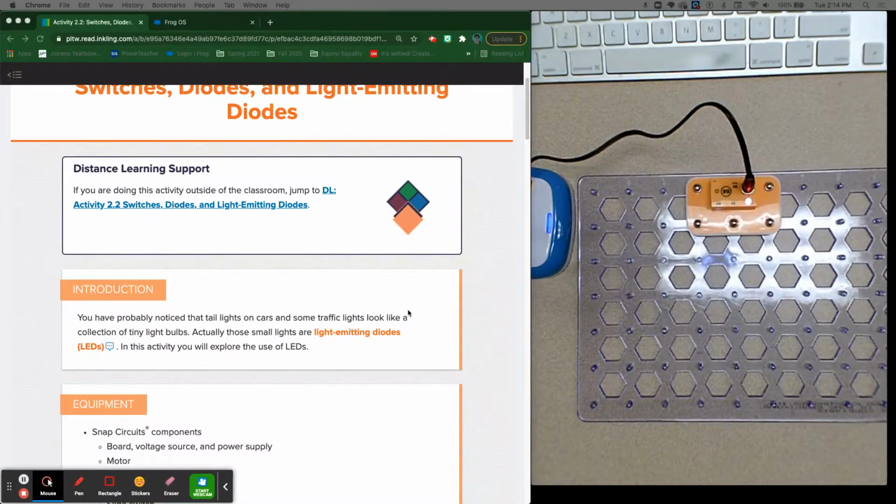Introduction. You have probably noticed that taillights on cars and some traffic lights look like a collection of tiny light bulbs. Actually, those small lights are light-emitting diodes, which we also know as LEDs. In this activity, you're going to explore the use of LEDs.